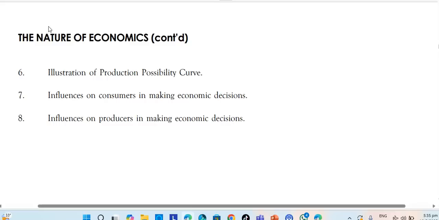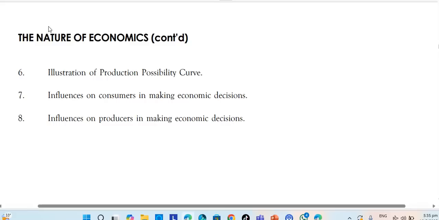All right, guys. So as I said, to understand the possibility curve, I would have to show you a diagram, and there's no diagram on the syllabus. But I hope you understand the summary that I just gave to you. Then you can now go back to your textbook and look at the production possibility curve to better understand it.